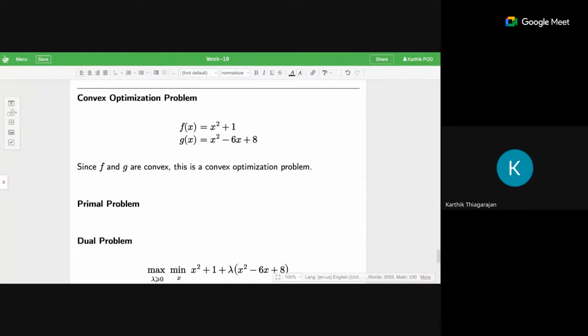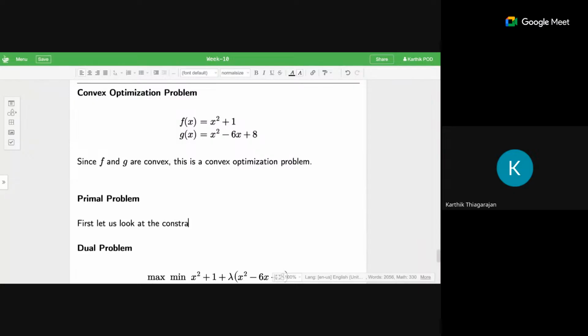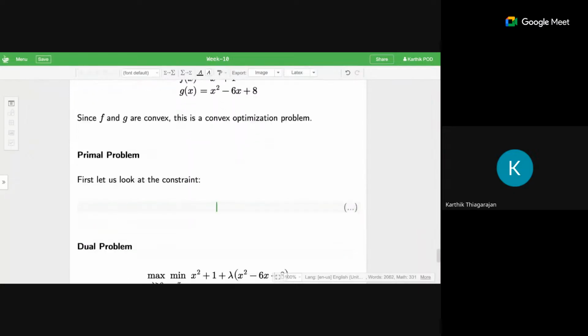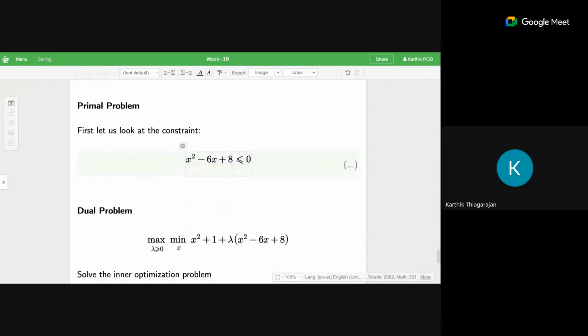Fortunately, in this particular scenario, the primal problem is easier. It's easy to visualize, but in general it may not always be the case. First, let us look at the constraint. What is the constraint telling us? x square minus 6x plus 8 is less than or equal to 0, right? Now, can you factorize the left hand side? x minus 4, x minus 2. x minus 4 into x minus 2 is less than or equal to 0.